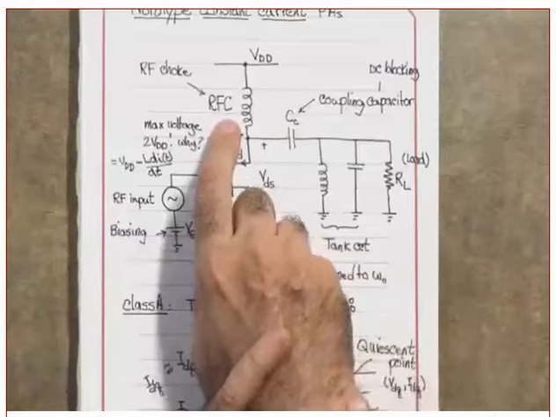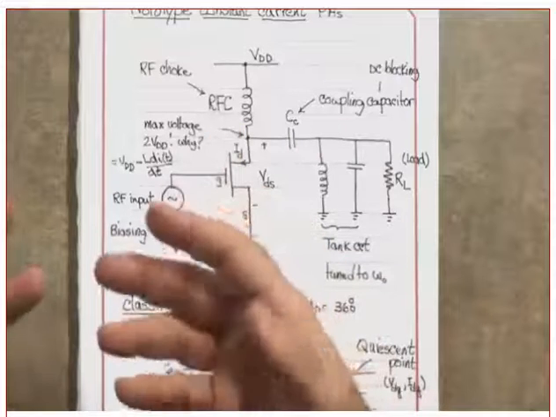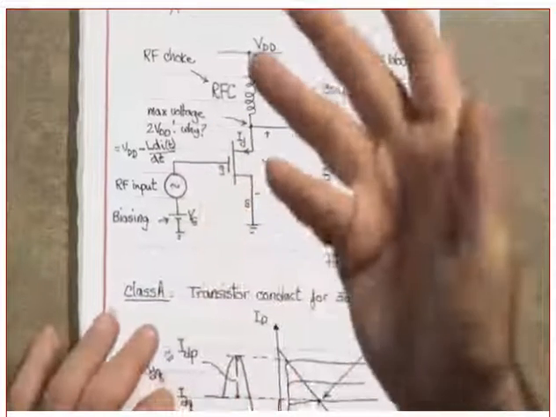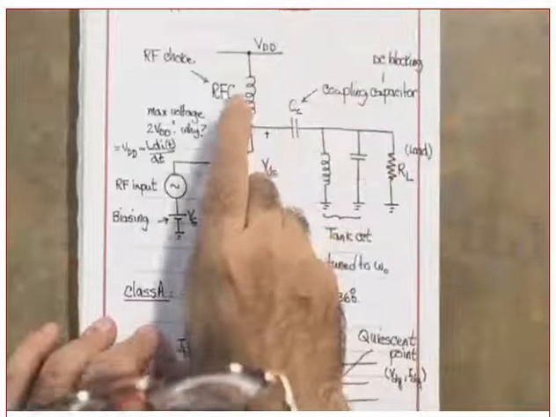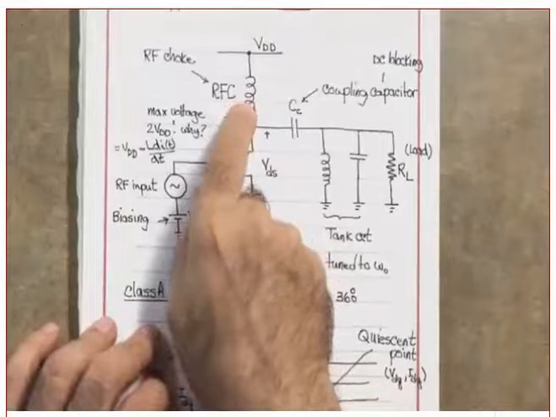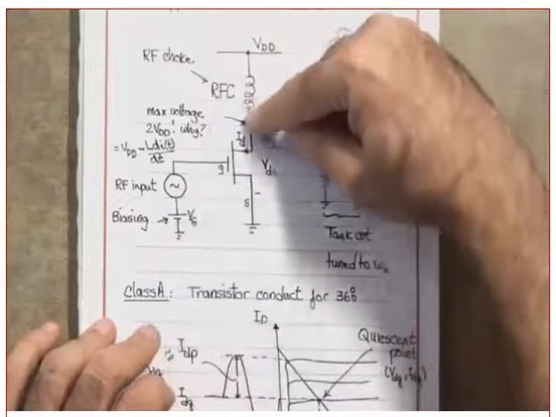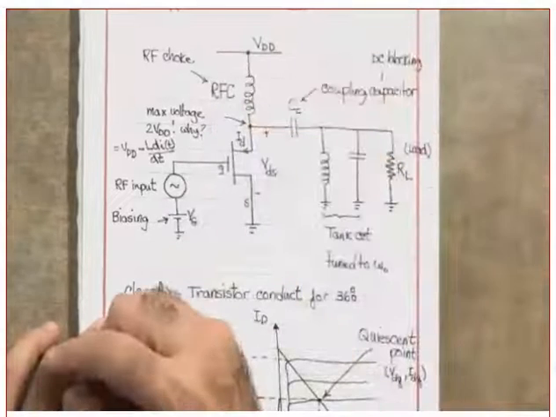What is the RFC? RFC is a very large inductor. When I say inductor, it means L is what? Large. Which means what? At DC, what is this behaving as? It's behaving as a short circuit, allowing the DC current to come through. Did you get my point or not?